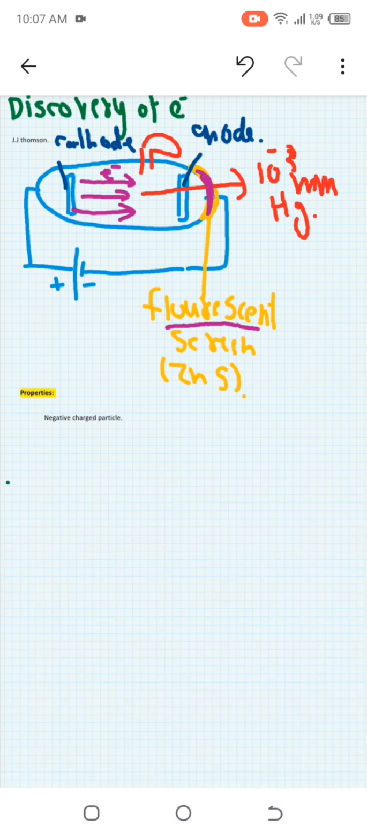Why did he identify a negative charge? Because from the cathode, the negative charge was moving and being attracted towards the anode. So negative charge was moving towards the anode, so he identified that there is a negative charge coming out.